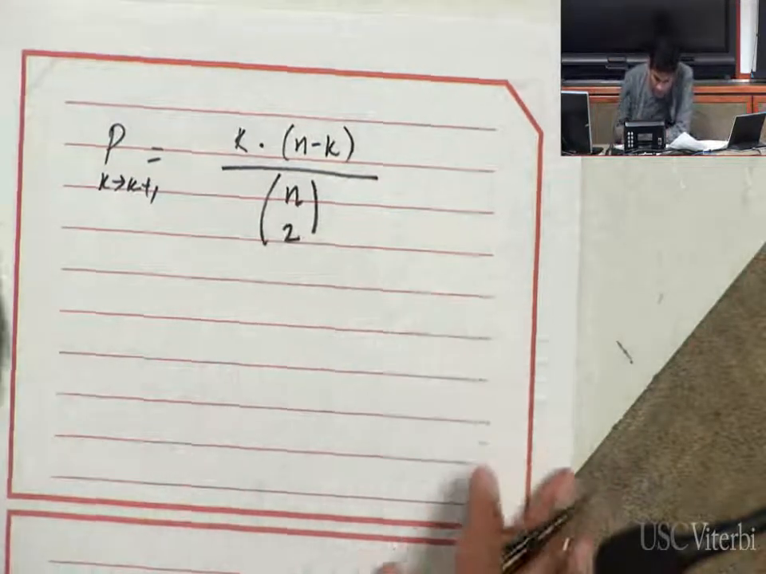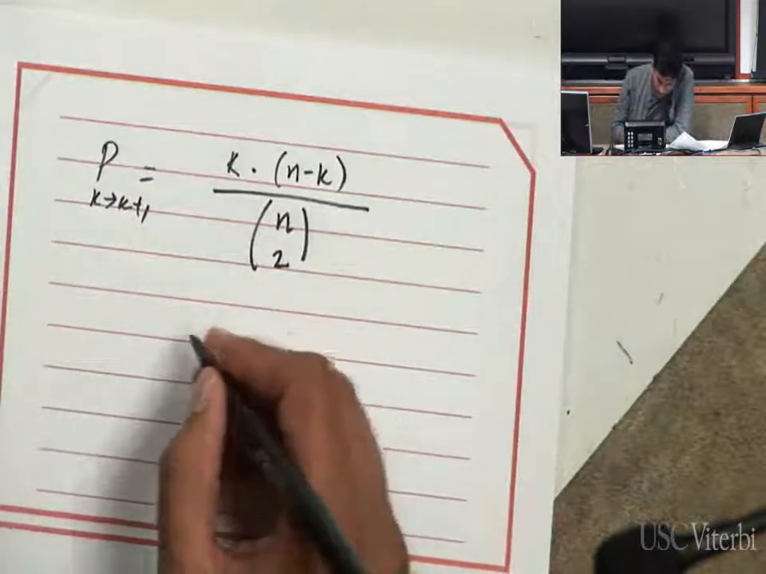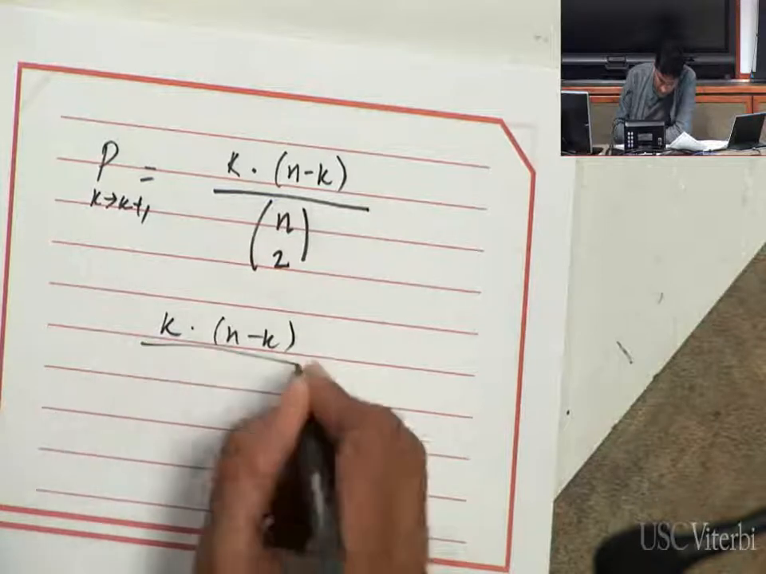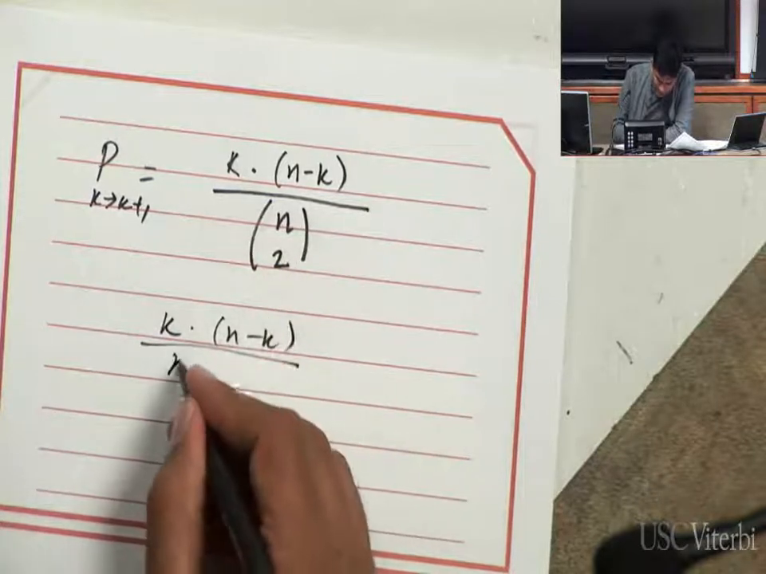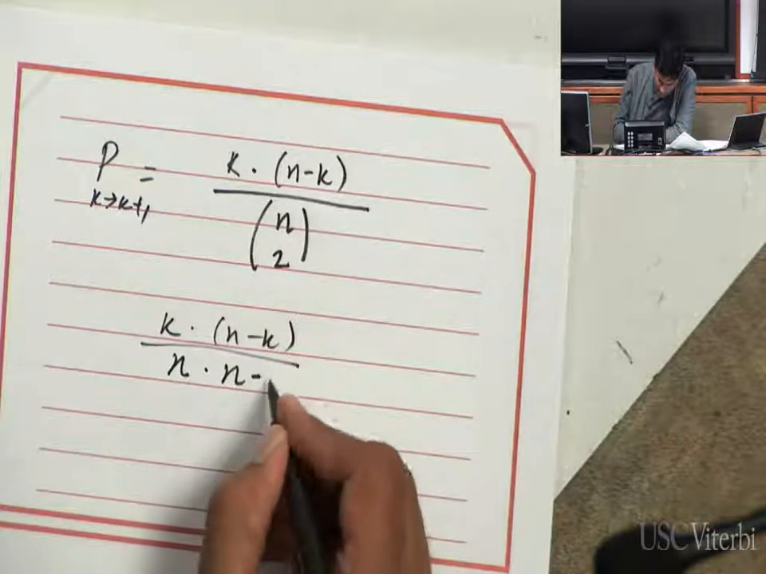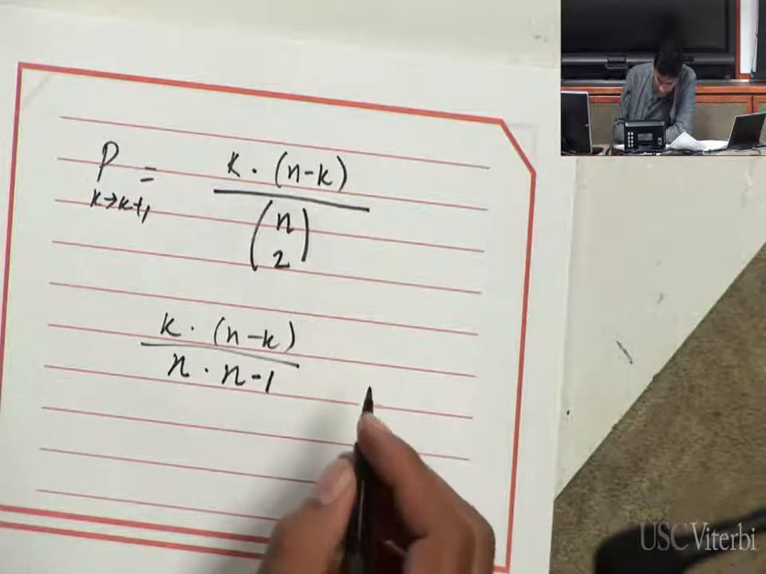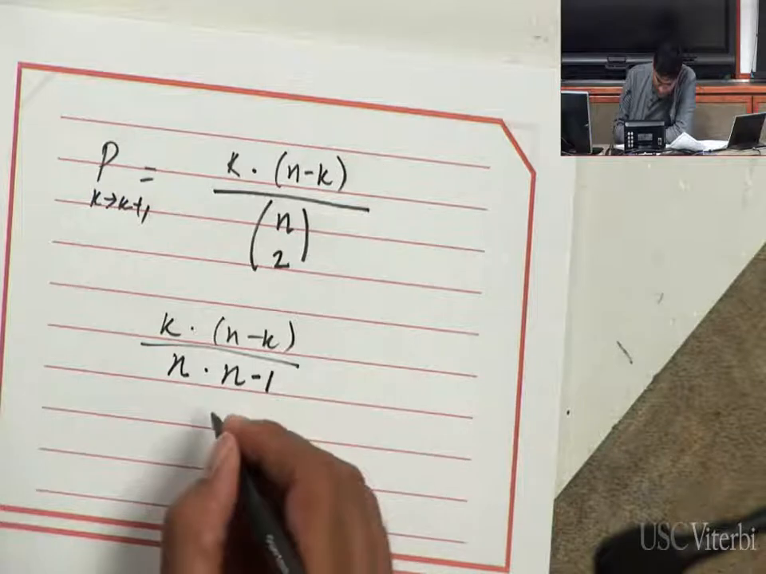So n choose 2 is n, so k times n minus k. What is n choose 2? That's just n times n minus 1 divided by 2.